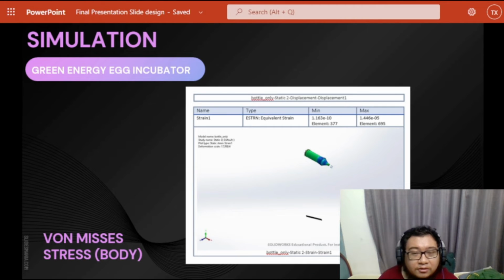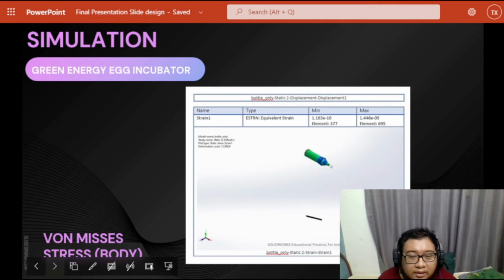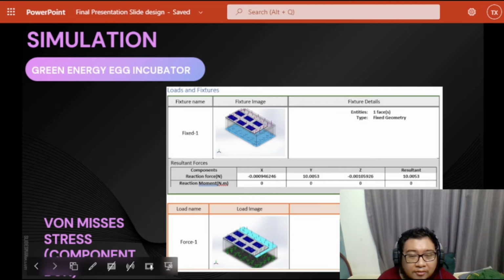Next, I'm going to show you the simulation for strain for bottle only. The type of strain that we are using is equivalent strain, and the minimum value is 1.163 E negative 10. As for the maximum value, it is 1.446 E negative 5. Okay, next I'm going to show you the stress simulation for the component box.